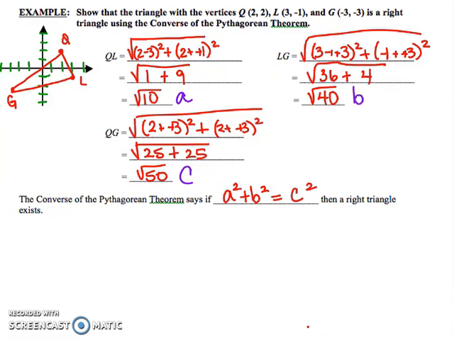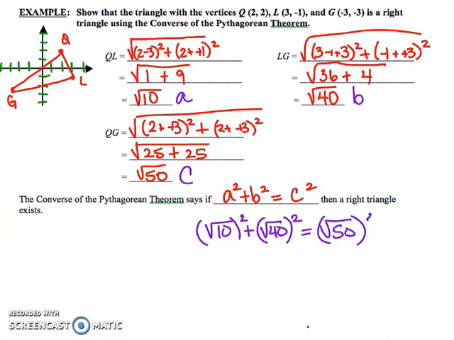So if this is true, then the square root of 10 squared plus the square root of 40 squared should equal the square root of 50 squared. Well, remember, when you square a square root, you just get that number. So 10 plus 40 equals 50. Yes, it's true. Therefore, this triangle is a right triangle by the converse of the Pythagorean theorem.